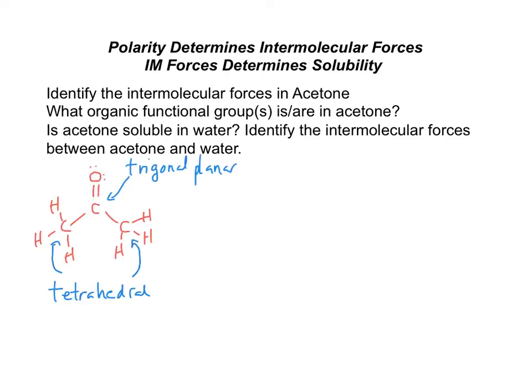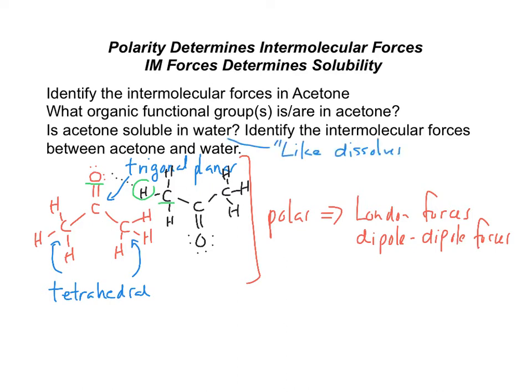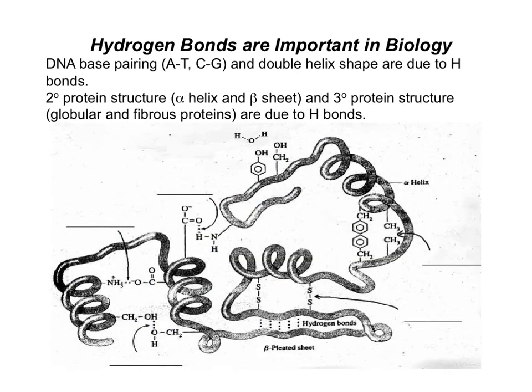And the answers are, are there any hydrogen bonds between acetone molecules? Draw a second acetone molecule and find out. The circled H is situated between an oxygen and a carbon. Carbon is not a very electronegative atom, so there are no hydrogen bonds between acetone molecules. Acetone and water are polar, so acetone is soluble in water. The intermolecular forces between acetone and water can be London forces, dipole-dipole forces, and hydrogen bonds.